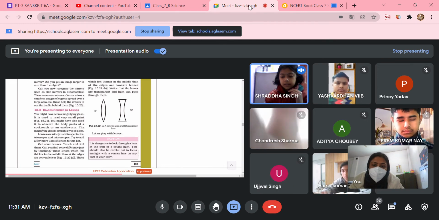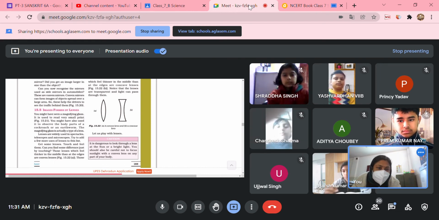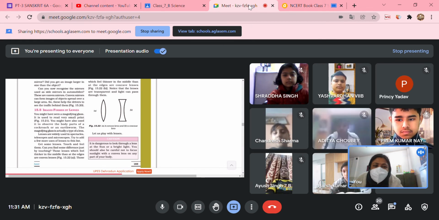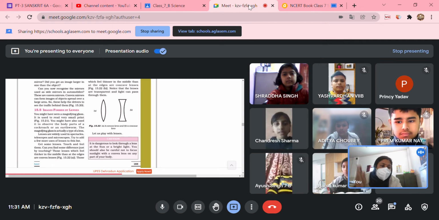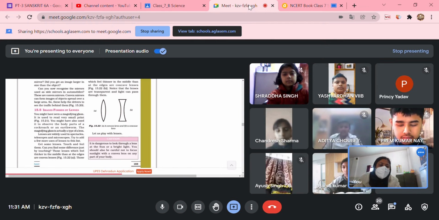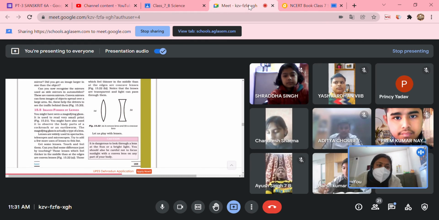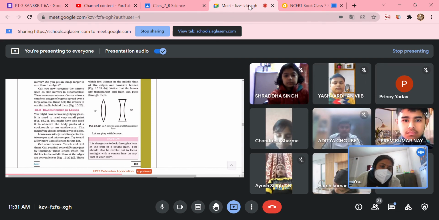Let us play with lenses. So, lenses are not a reflecting surface, but light can pass through them. So on what principle are the images formed? On the principle of a process called refraction, that is the bending of light. When light passes from one medium to the other medium, there is bending of light, and this is called refraction, and as a result images may be formed by convex and concave lenses.